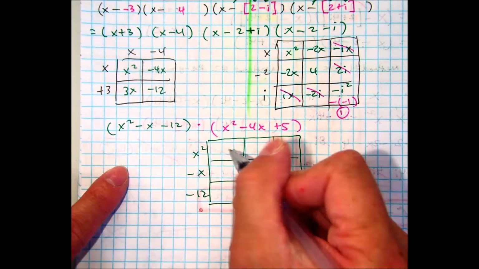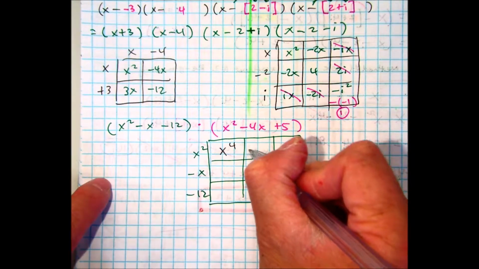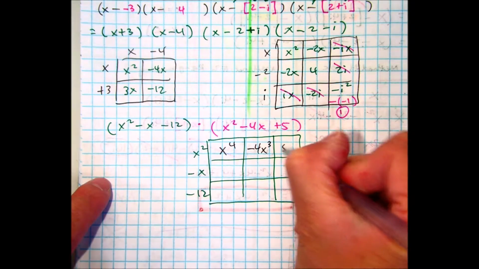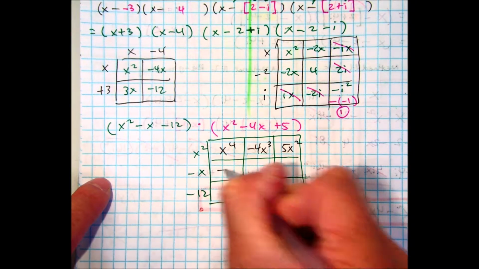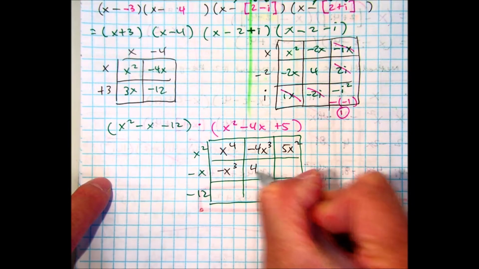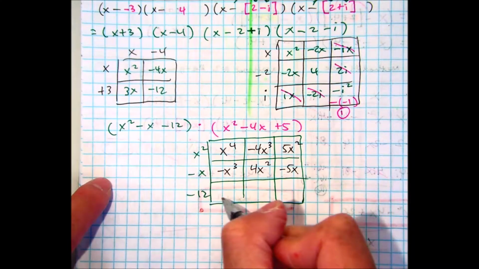Boys, go ahead and multiply. x to the fourth. Negative 4x cubed. x to the third. And 9x squared. Negative x to the third. Okay. 4x squared. Girls?